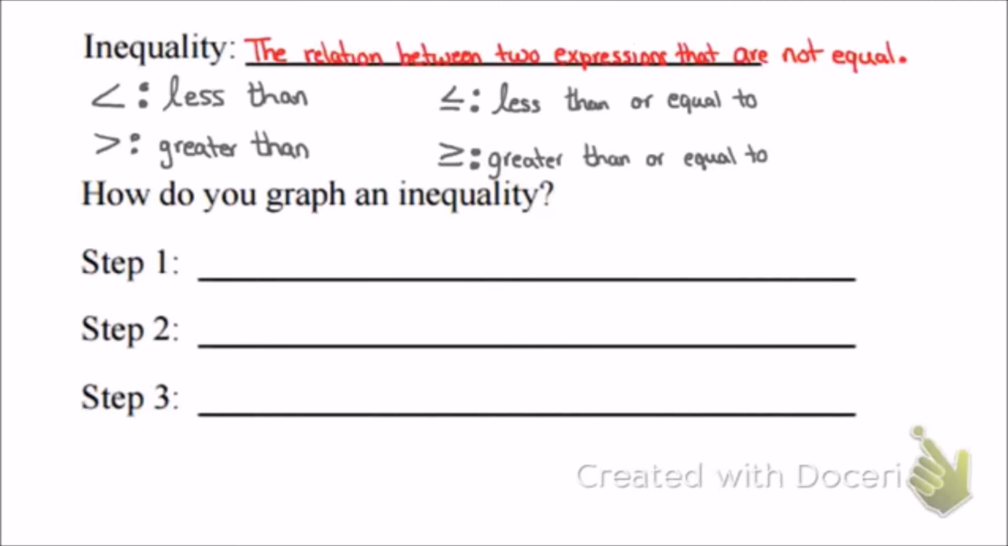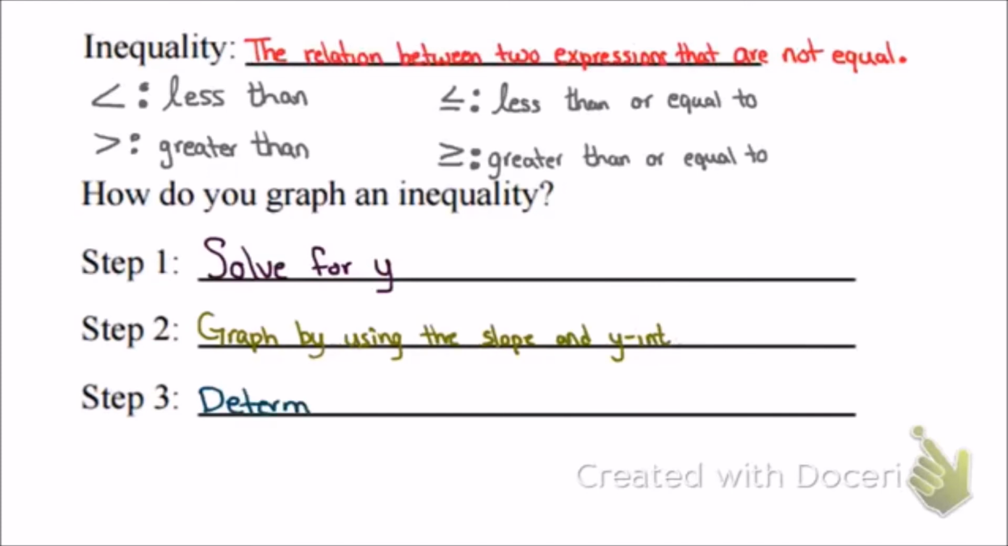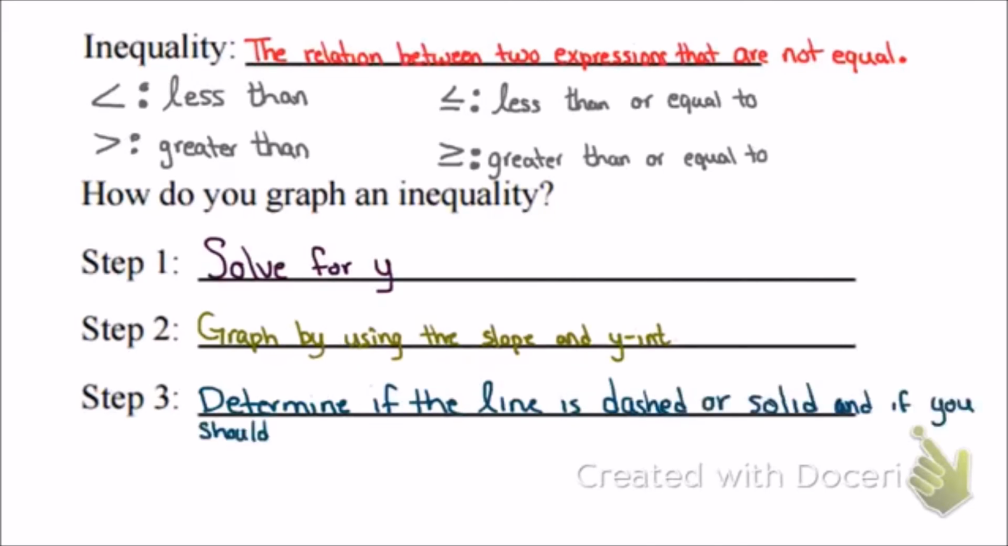So now that we have our inequality signs, let's talk about how do we graph an inequality. So let's start with step 1. Once we have it graphed, we then need to determine if we have a dashed line. So we need to see if the line is dashed or solid. Dashed or solid. And if you should shade above or below the line.